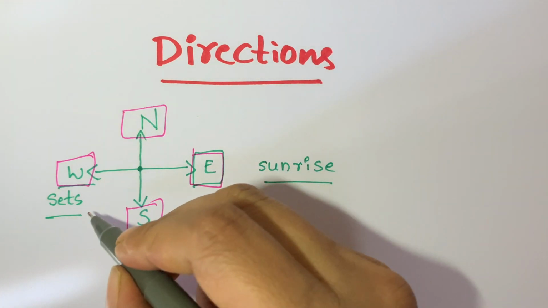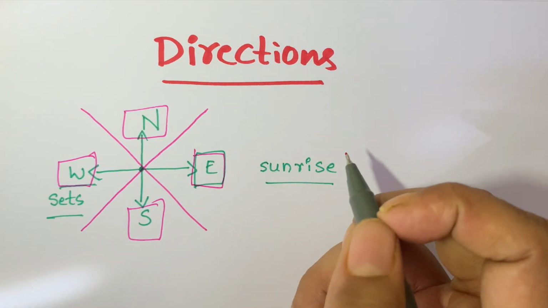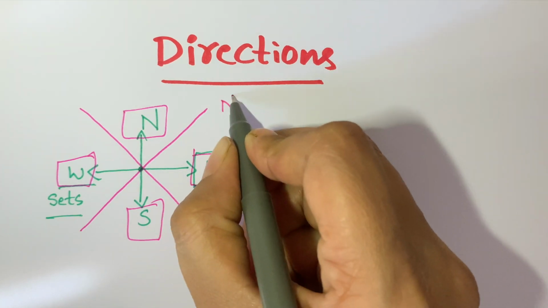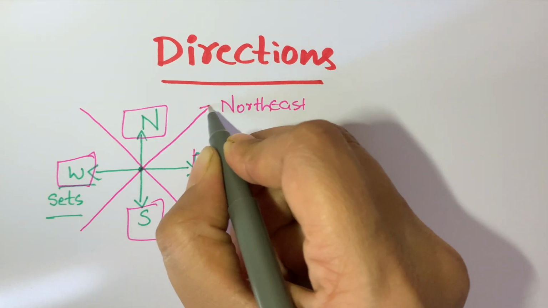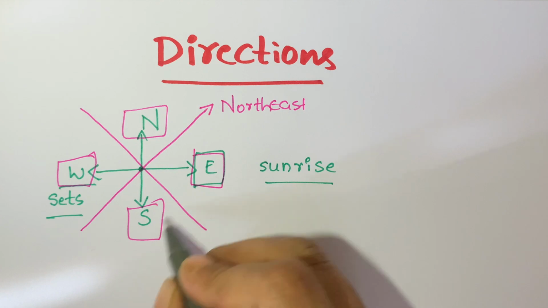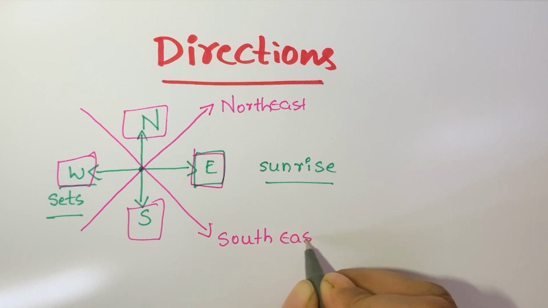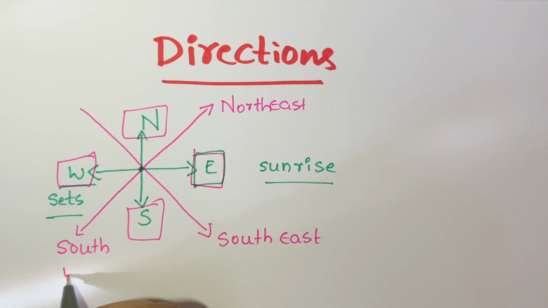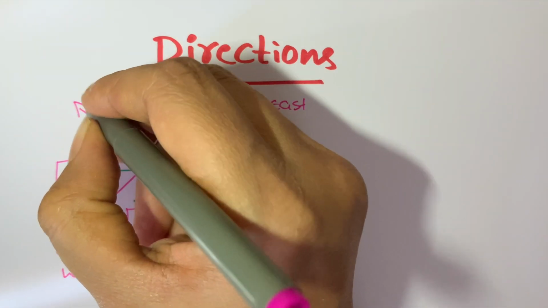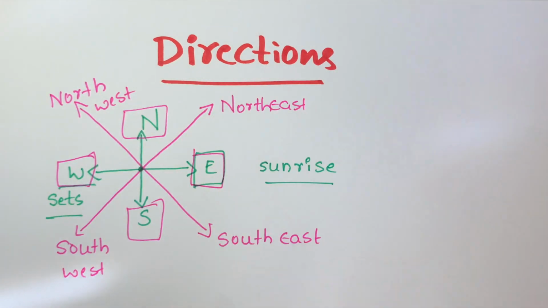Apart from these, there are some sub-directions also, which are very important in solving the questions. So the first one is northeast. So this direction is northeast. Next, this one is southeast. Then this is southwest. And this is northwest. So these are the 8 important directions.